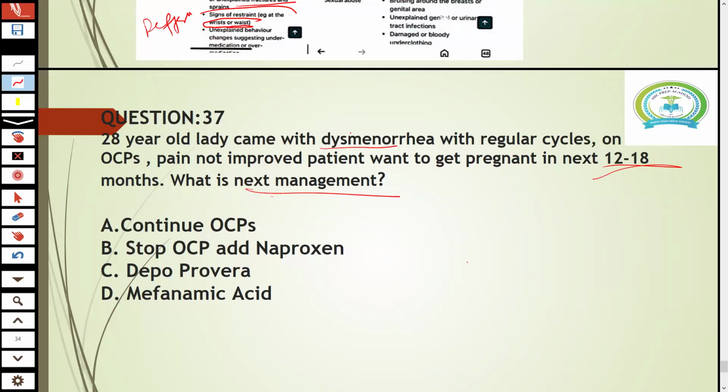The patient has dysmenorrhea, most probably primary dysmenorrhea, because they have not mentioned any underlying pathology. They have not pointed us towards any underlying pathology like endometriosis, PID, or anything else like that. So it's more probably primary dysmenorrhea. Cycles are regular because she's already on OCPs. Pain not improved. Okay.